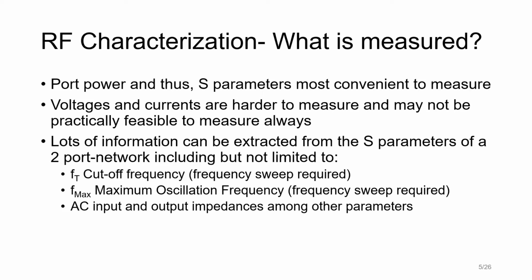Using S parameters, we can obtain many useful pieces of information about the devices being measured, such as the cutoff frequency, which is the unity current gain frequency obtained from the 0 dB crossing of the H21 curve, and the maximum oscillation frequency, which is the frequency at which the maximum power gain is unity. And we can also obtain input and output impedances and other important parameters from the S parameters that we obtain.